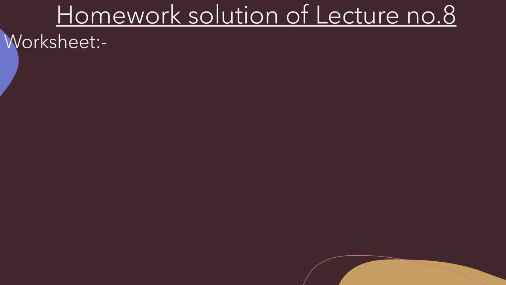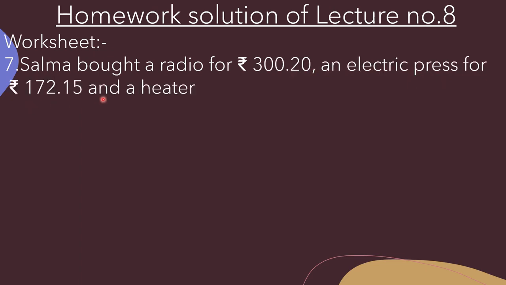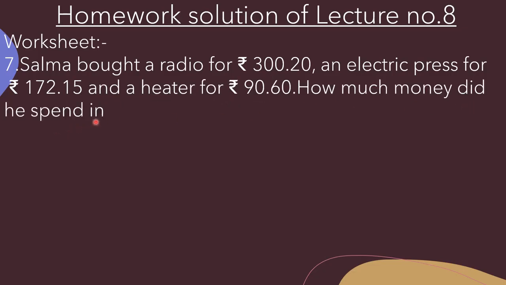Okay. Now beta, homework solution of lecture number 8. I had given you question number 7 to 10 of worksheet. So let's discuss. Question number 7. Salma bought a radio for rupees 300.20 and electric press for rupees 172.15 and a heater for rupees 90.60. How much money did he spend in all these items? So here beta we have given different amounts for different things, means for radio, for electric press and for heater. So to find out the total money spent by him, we need to add the given amounts.